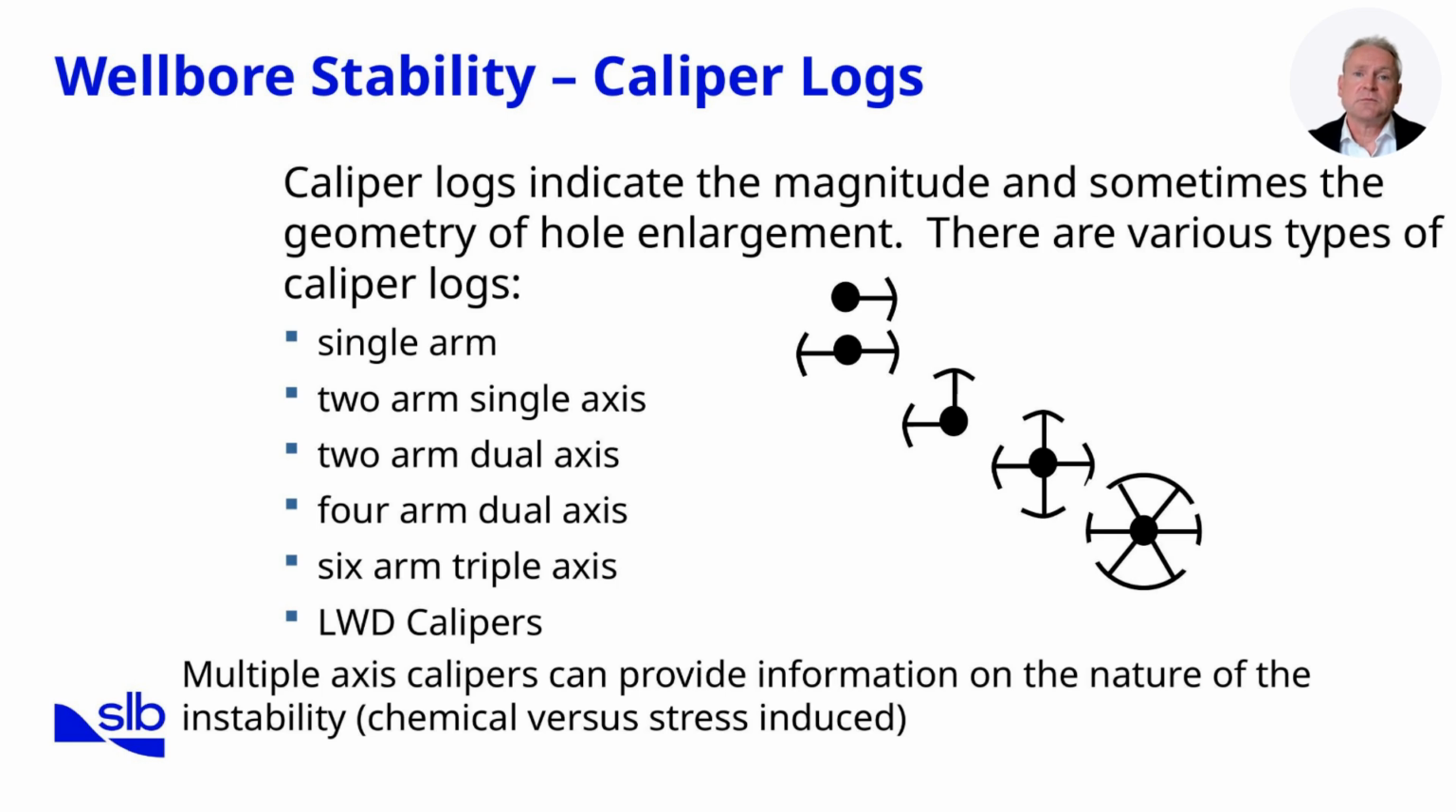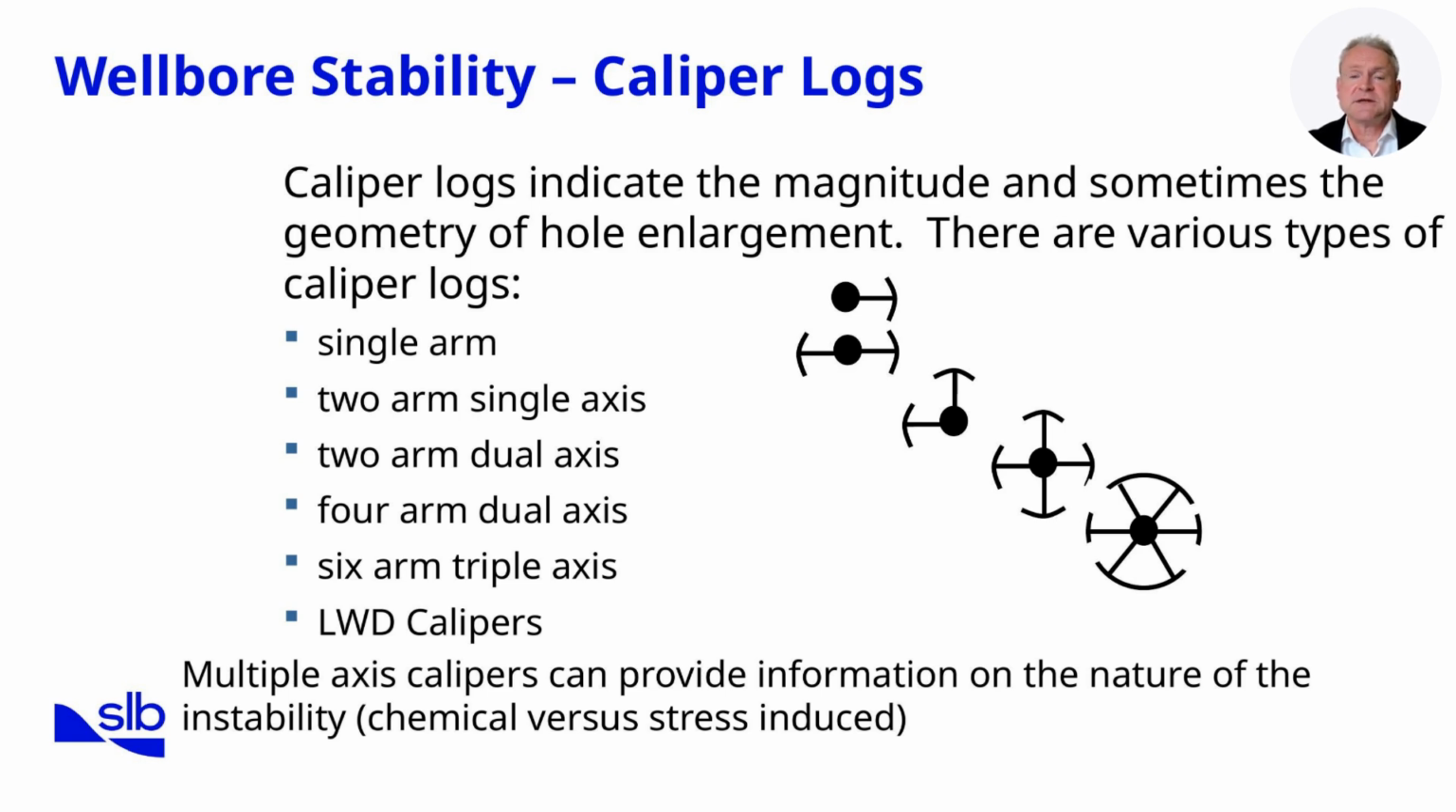Caliper logs are one of the most important tools for diagnosing wellbore stability. They measure the diameter of the wellbore and can also indicate the geometry of hole enlargement. There are several types available, ranging from single-arm calipers to more sophisticated multi-arm tools. A single arm provides basic borehole size, while two-arm logs, either single-axis or dual-axis, give additional dimensional detail. Four-arm and six-arm calipers, especially when arranged across multiple axes, can reveal not just the extent, but also the shape of enlargement. LWD calipers add the advantage of real-time data while drilling.